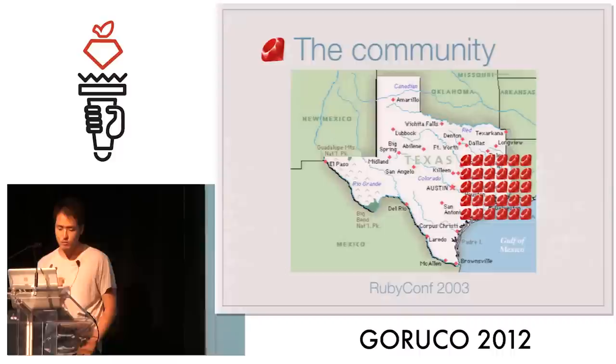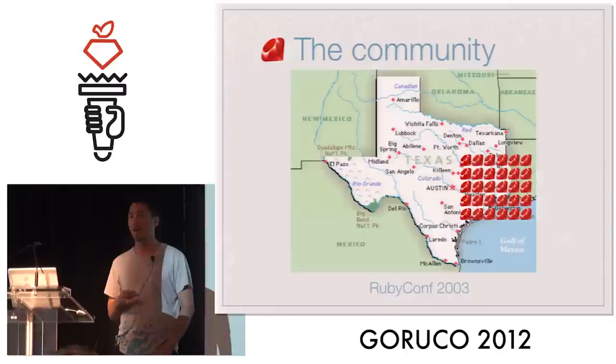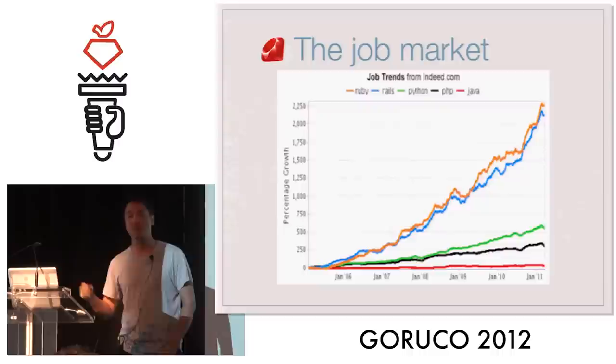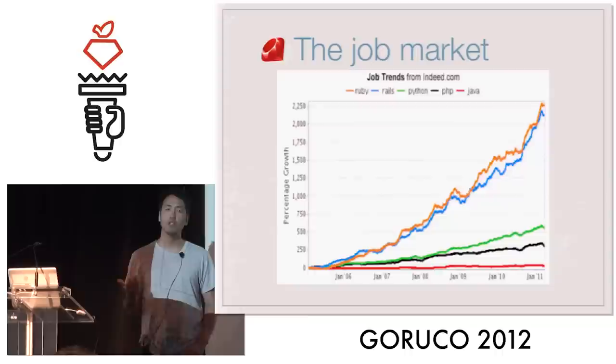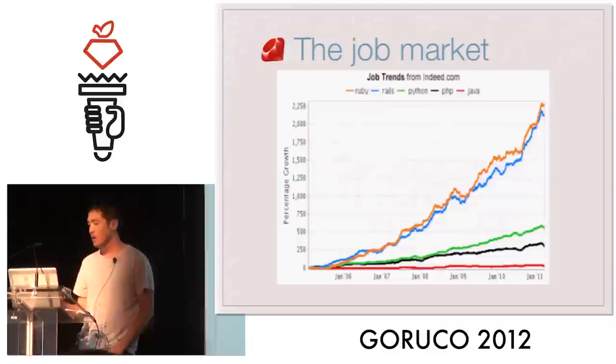And then there was the community. The first time I went to RubyConf was in 2003 in Austin, Texas. There were 30 people in the room all weekend long. And that was a great experience for me. And then, of course, there was the job market, which makes it all economically viable for me to keep doing this for a living. But when I think about why Ruby and Rails succeeded, which actually is kind of, for me, the same as why I loved it in the first place, it's really about the values, right?